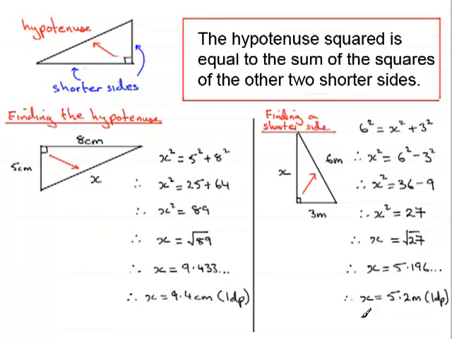Hopefully using these 2 examples now, you should be able to work out any side of a right angle triangle, providing you know the other 2 sides, by using Pythagoras' theorem.